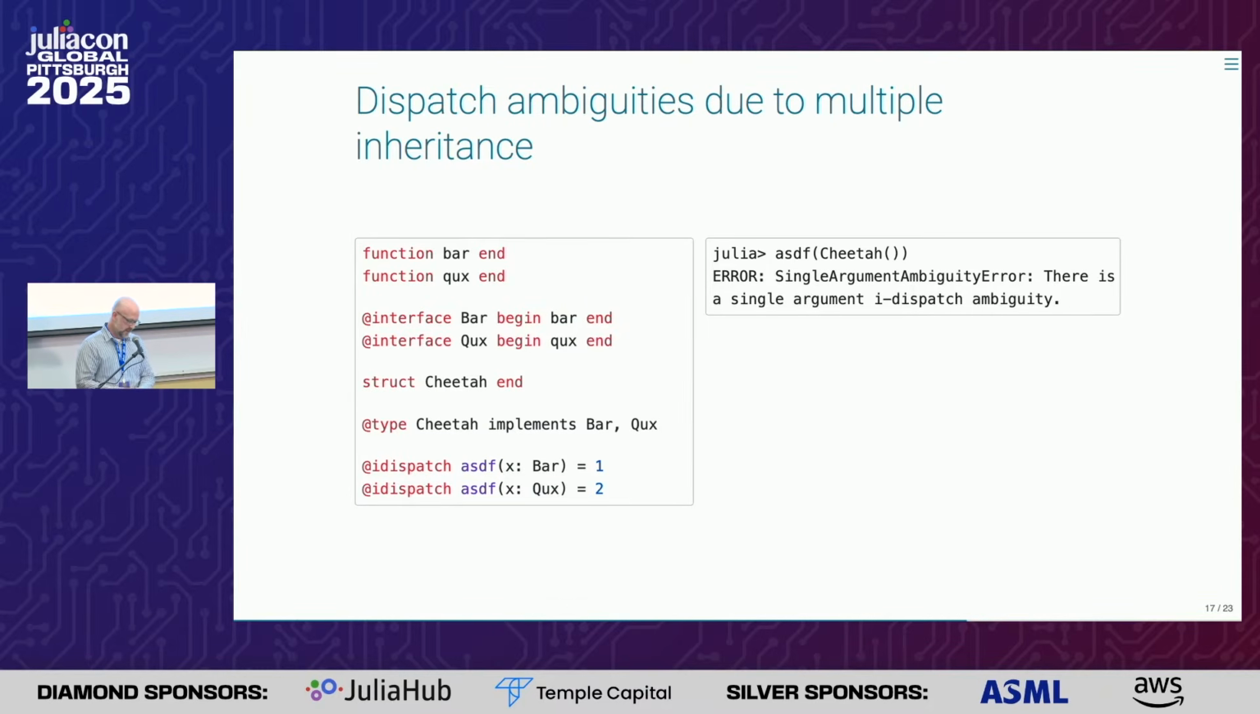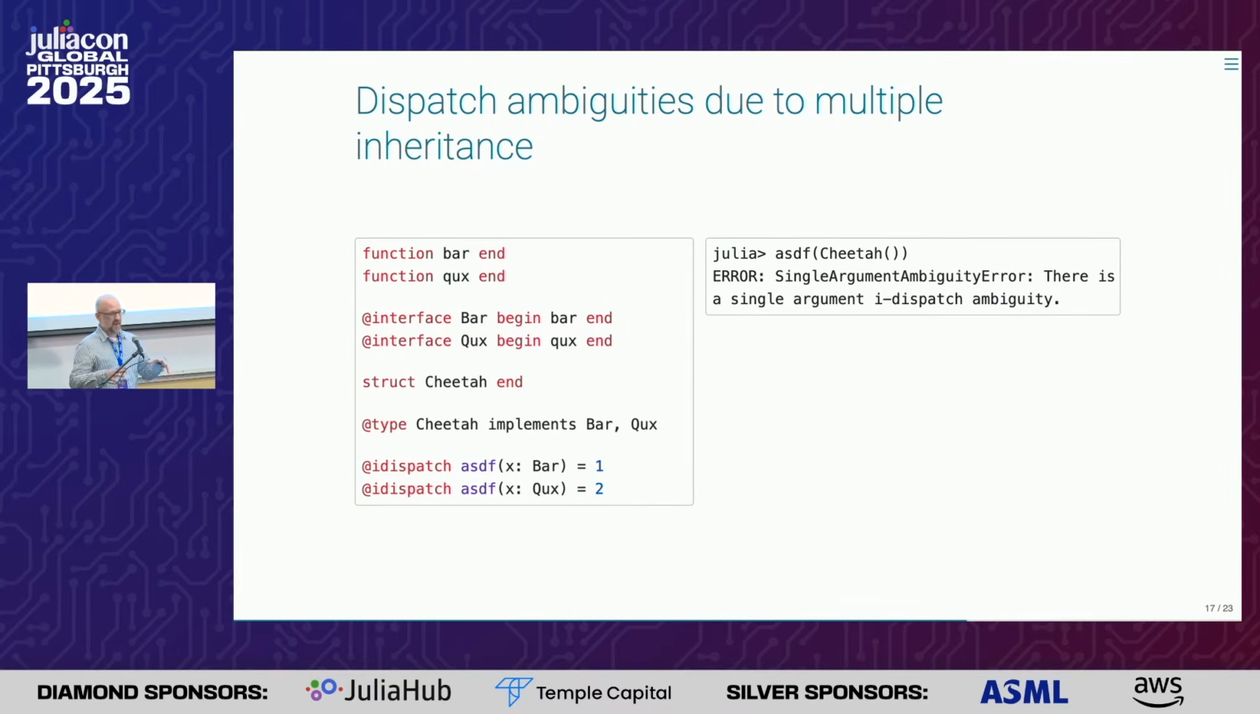multiple inheritance. So in this example here, we've got two interfaces, bar and quux, which each have one method. There's a type cheetah, which implements both of those interfaces. And then we have two methods for this function ASDF, one which dispatches on bar, one which dispatches on quux. So obviously, if you try to call ASDF on a cheetah, the package doesn't really know which method to call because it could be either one. There's really no way of knowing. It's ambiguous. So it just throws an ambiguity error.